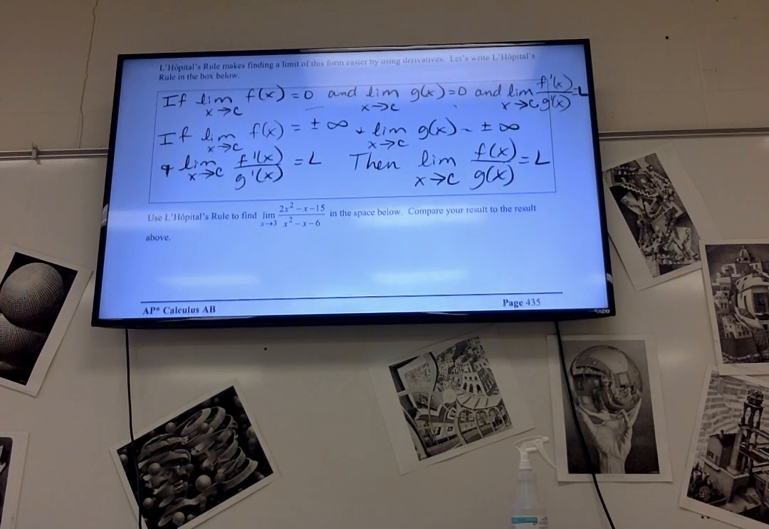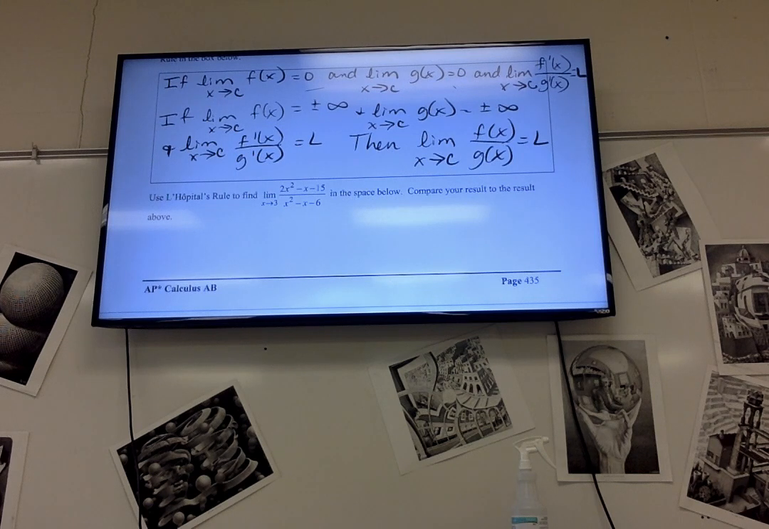Okay. So, if we take the limit of, this is that problem from earlier. So we know that when we plug in 3, we get an indeterminate form. We get 0 over 0. So according to this rule, we can take the limit as x approaches 3 of the derivative of the top, so 4x minus 1, over 2x minus 1. And then let's plug that in. 4 times 3 minus 1 is 11 over 3.